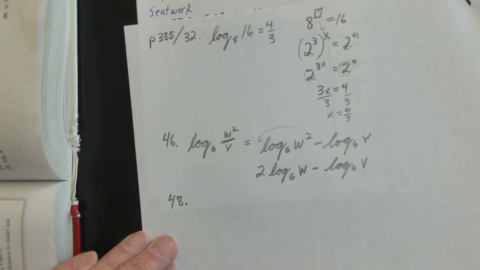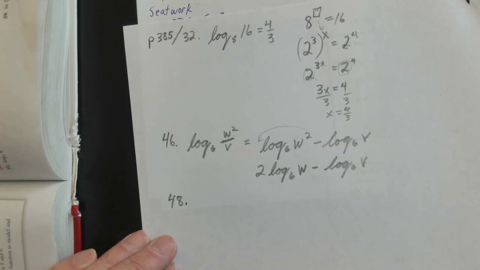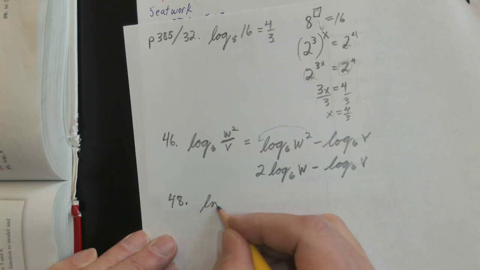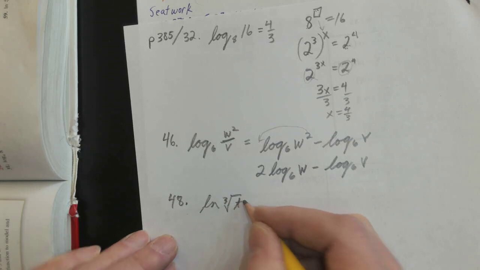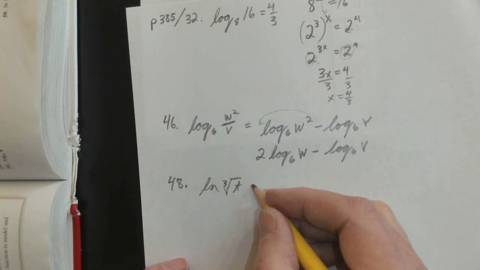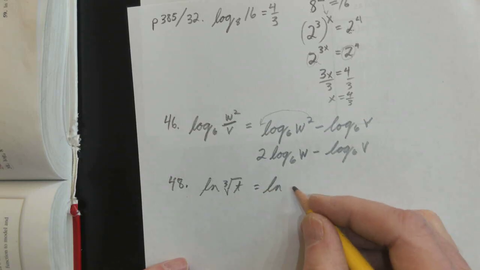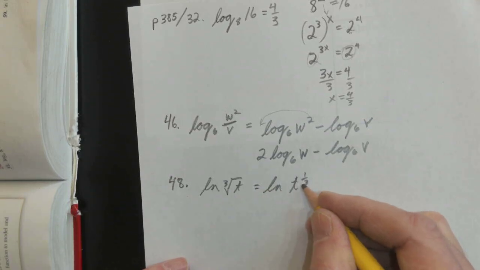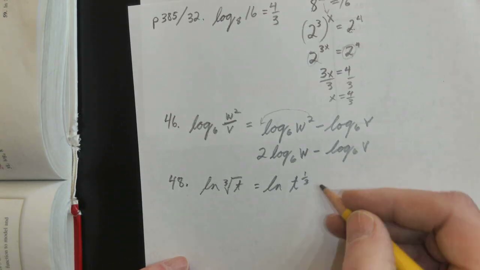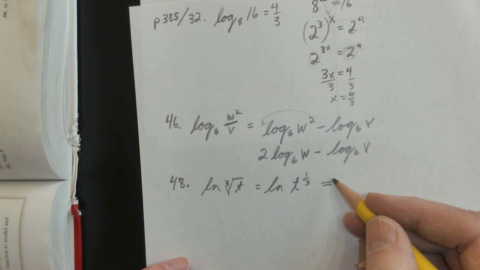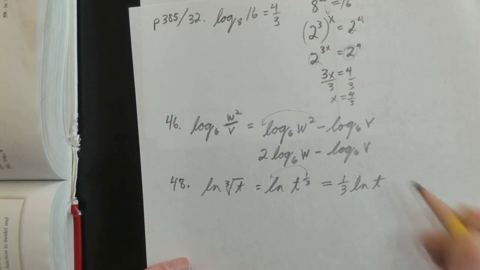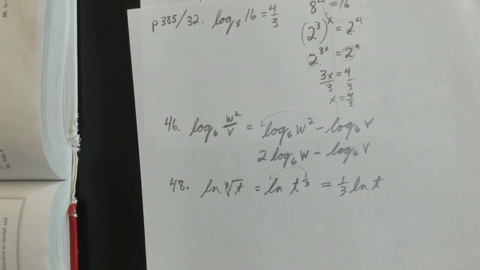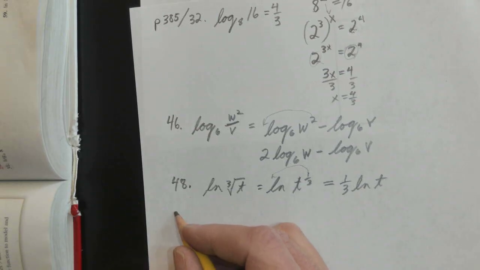Any questions? 48. It's natural log of the cube root of t. I'm going to rewrite it as natural log of t to the 1/3 power. All good? Remember that property with the radicals? And then I'll pull the 1/3 in front and make it 1/3 times the natural log of t using the exponent property of logarithms. All right. What was the next one I had?